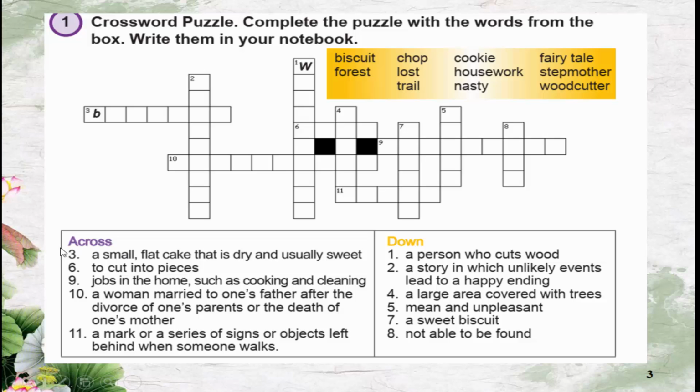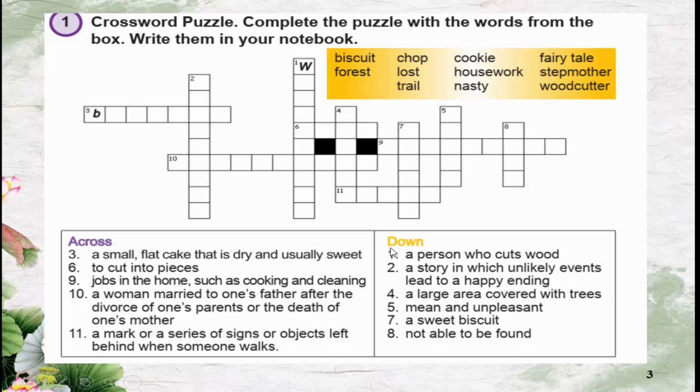For the words from left to right, we have number 3, which is here. Number 3 is a small flat cake that is dry and usually sweet. Number 6, to cut into pieces. Number 9, jobs in the home such as cooking and cleaning. Number 10, a woman married to one's father after the divorce of one's parents or the death of one's mother. 11, a mark or a series of signs or objects left behind when someone walks.